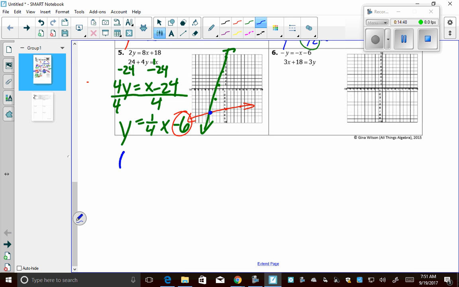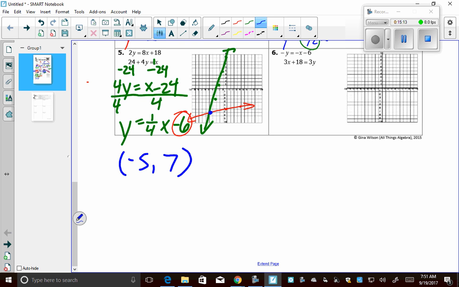And that point looks to be 1, 2, 3, 4, negative 5, 7. Negative 5, 7.